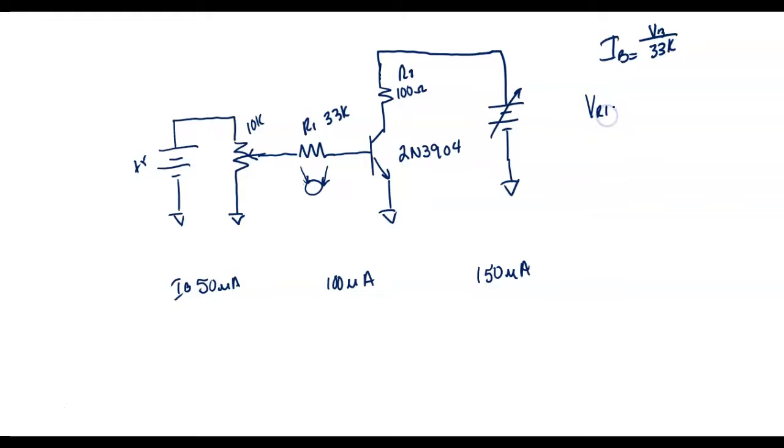So VR1, which would be the voltage drop across R1. What VR1 do I need to get 50 microamps? Using Ohm's law, V is equal to I times R. What size is this? 33K. So the first one we're trying to get is 50 microamps. I'm going to multiply that by 33K, and this will tell me what I need to get that resistor to drop.